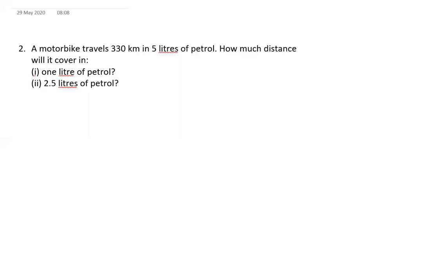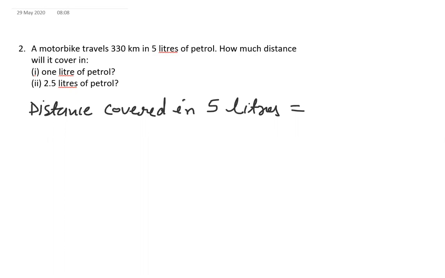Second question says, a motorbike travels 330 kilometers on 5 liters of petrol. How much distance will it cover in 1 liter of petrol? So in this question, there is a bike which is traveling 330 kilometers on 5 liters. So write: distance covered in 5 liters is equal to 330 kilometers. So you have to find the distance traveled in 1 liter of petrol.